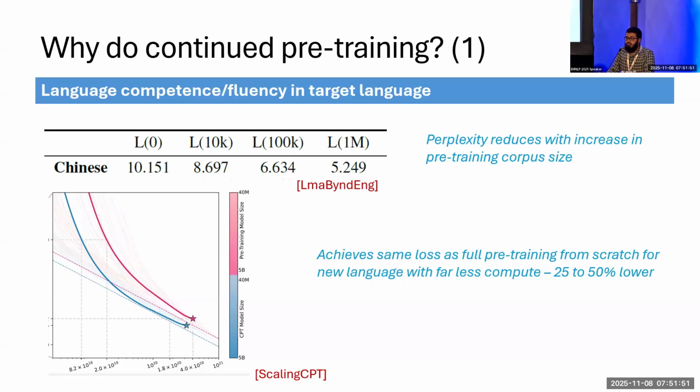Also, another benefit of this is that it is much more efficient than training from scratch. So if you look at the pink line in the plot there, that's the model that has been trained from scratch, as compared to the blue line, which is a CPT model, a continually pre-trained model that has been initialized from English, and it achieves a lower loss for far less compute.